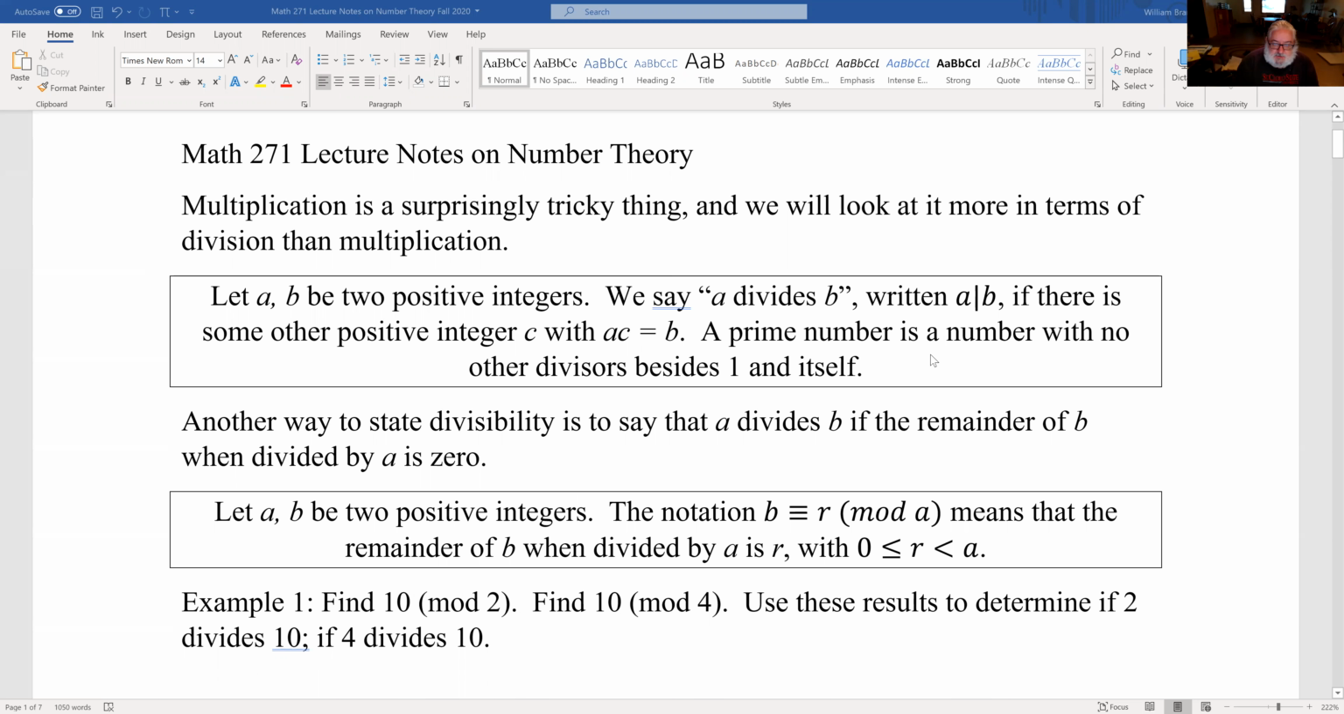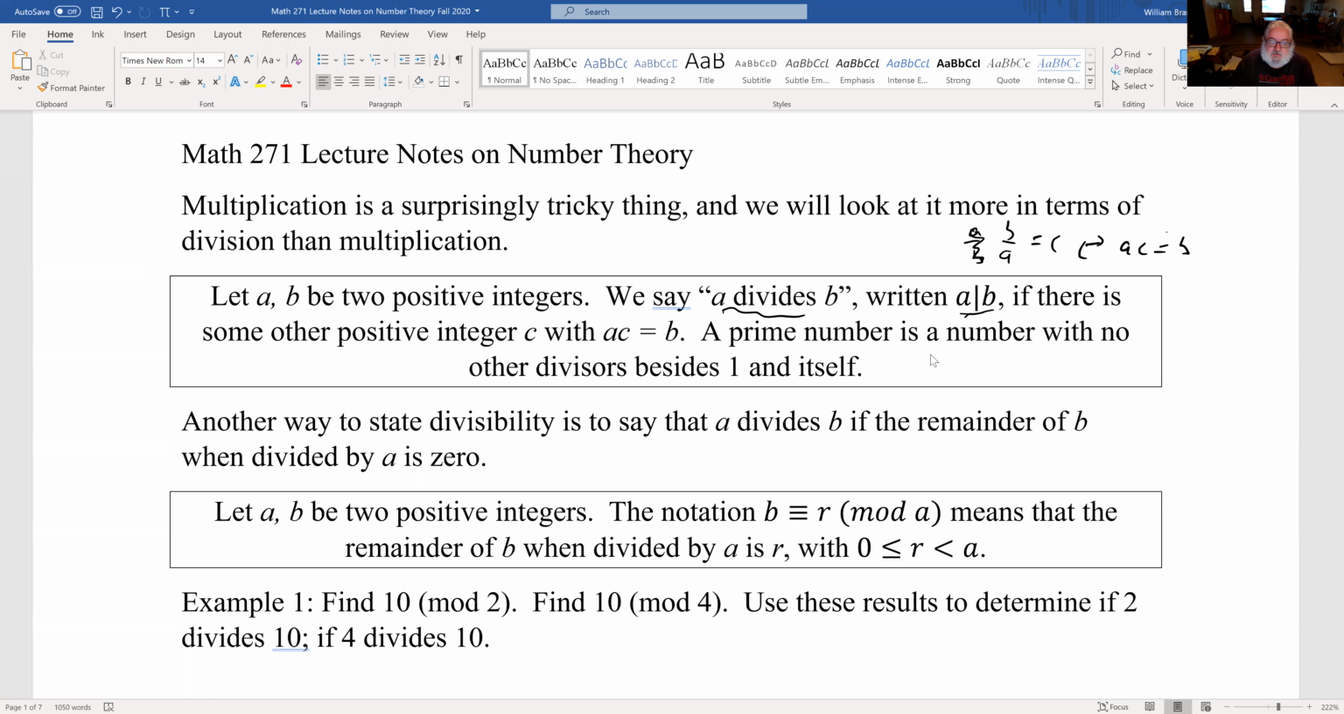A divides B, as it's usually written, means that there's some other positive integer C so that A times C equals B. Sorry, A divides B is B over A. So this should be equal to some integer, A times C equals B. Unfortunately, this notation is kind of backwards.